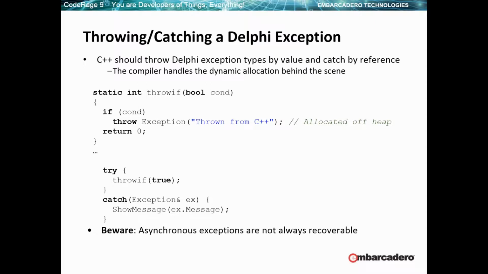I added something at the bottom here. I said, beware, async exceptions are not always recoverable. That's actually what the OS documentation from Microsoft says. Meaning, if you did a divide by 0, maybe you'll recover. But if you had an access violation, you don't really know what state your program is in. What did you just write over or try to write over? How far did you get?